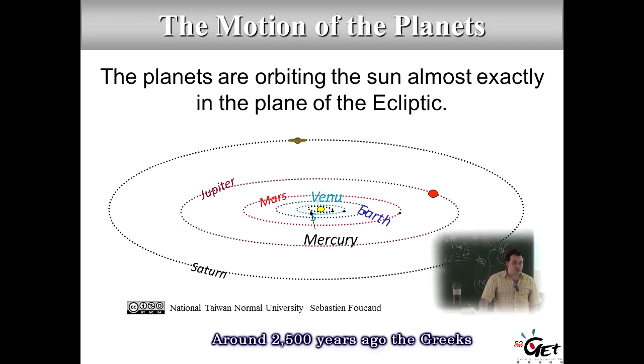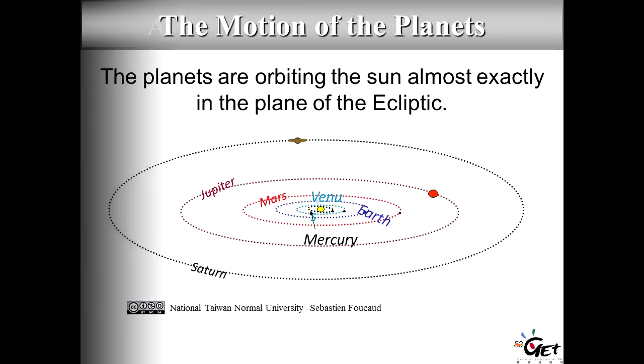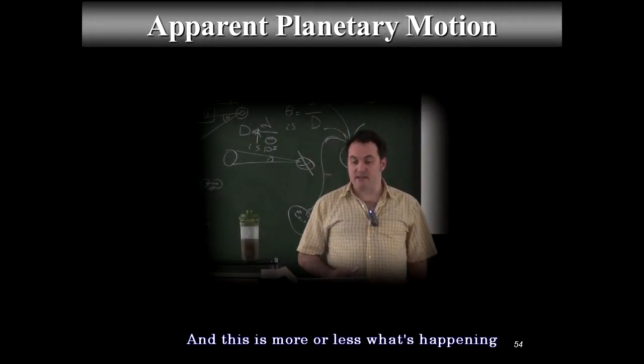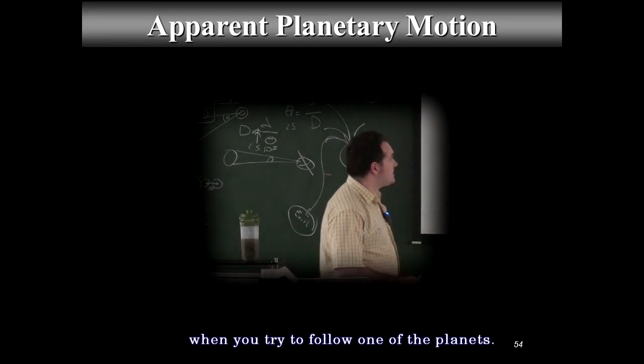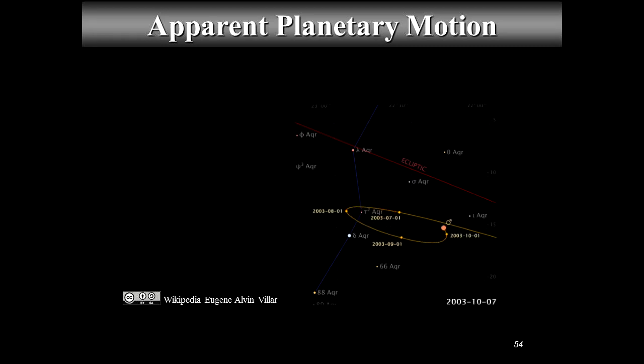Around 2,500 years ago, the Greeks got very interested in the planets. What the Greeks observed is that they have those stars that are more or less fixed, and you have some things that are not blinking, and they are really wandering in the sky with a very weird pattern. It's called the planetary motions. This is more or less what happens when you try to follow one of the planets. This is, for instance, the case of Mars. Mars in the sky is going this way. Up, it's going back and moving away.